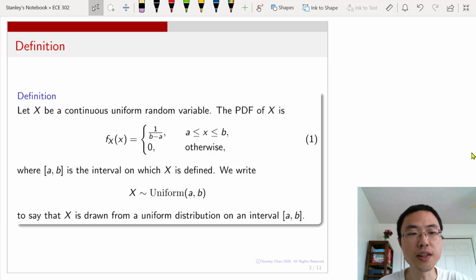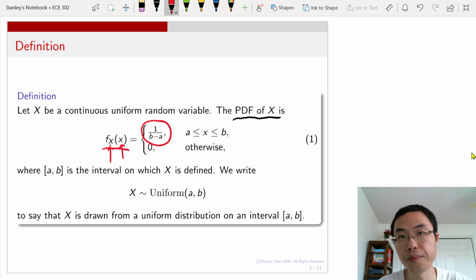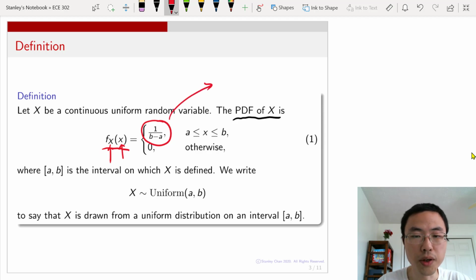To start with, let me define the probability density function of a uniform random variable. As you can see in this slide, the probability density function of a uniform random variable is defined as this two-case expression. In the first case, we see that this random variable X evaluated at a point small x is given by this number. Now, this number is not a function of x. It's just a constant. What is it? Let us draw a picture of this equation.